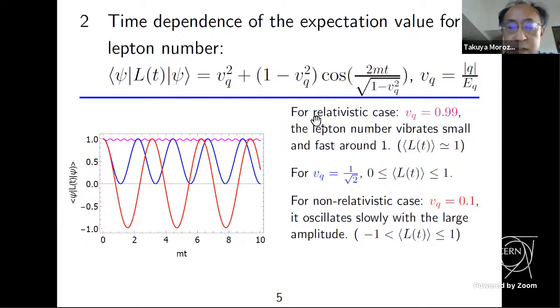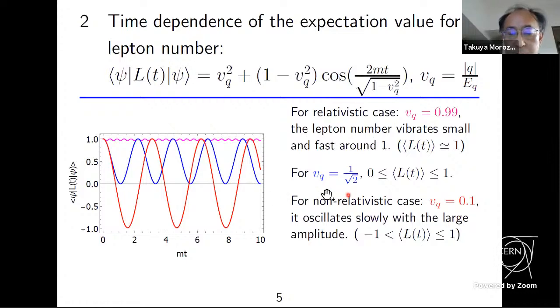And we plotted for three cases. For a relativistic case, that means that velocity is near to one. That is shown in the magenta line here. And the lepton number vibrates small because this constant part is dominant, but vibrates with small amplitude, very fast, because the gamma factor here is very large. So in the relativistic case the expectation value stays around one, but vibrates very fast.